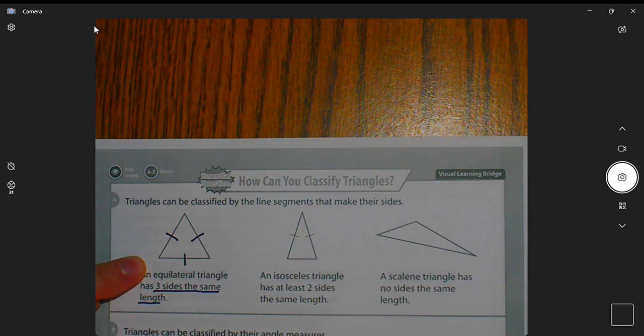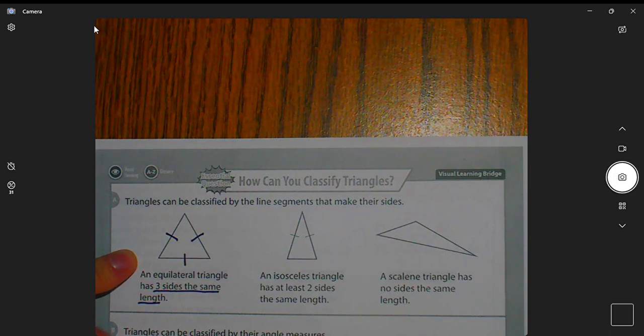And if they are equal, the name of this triangle is equilateral. Say that with me. Equilateral. Equilateral means same on all 3 sides.